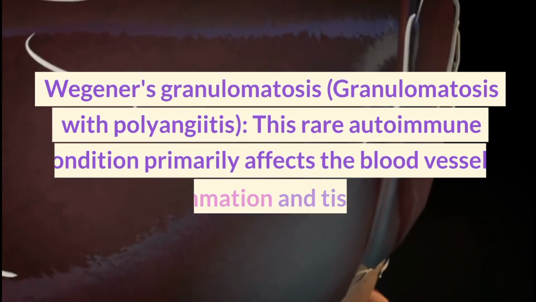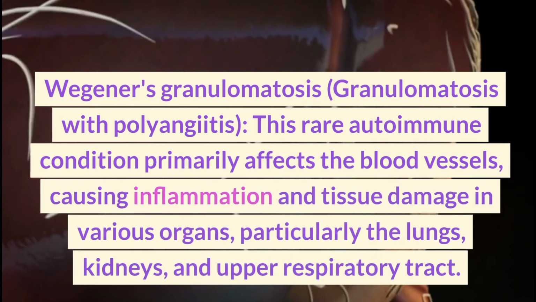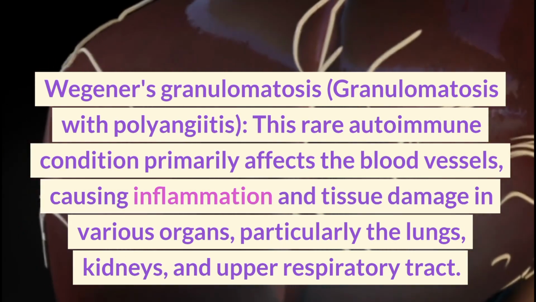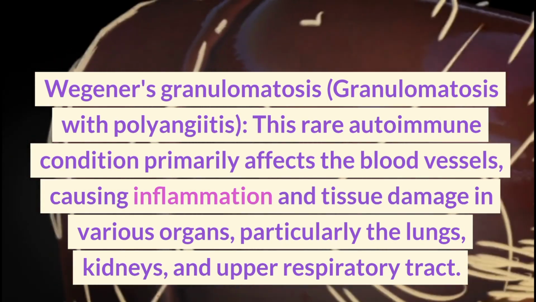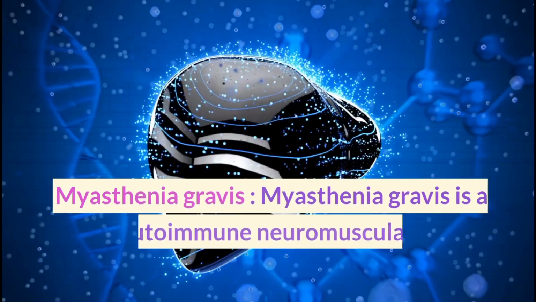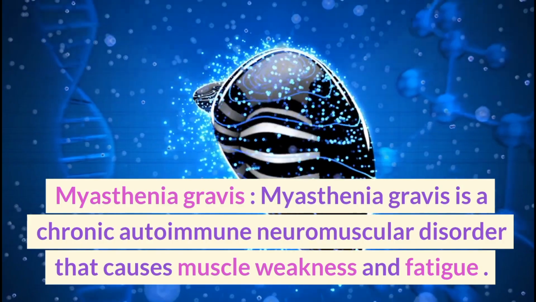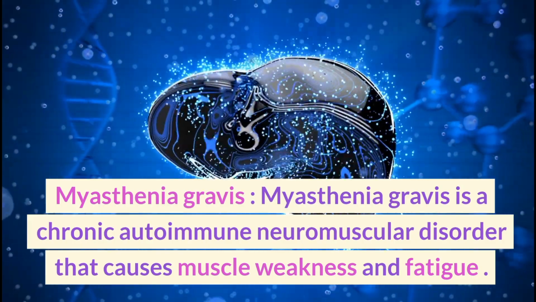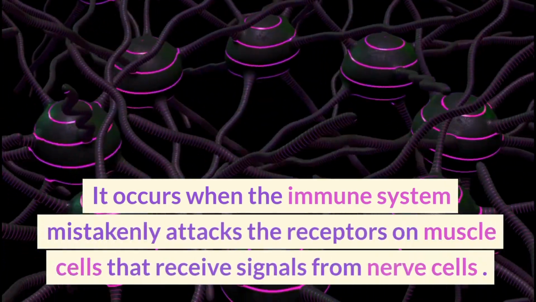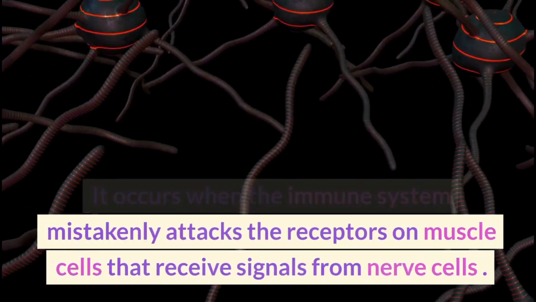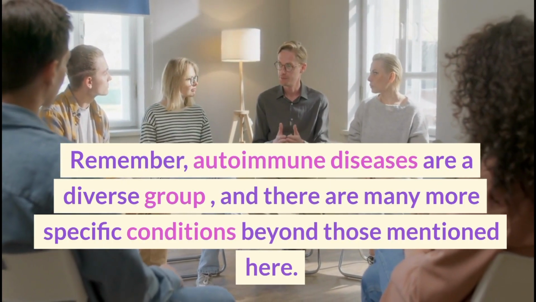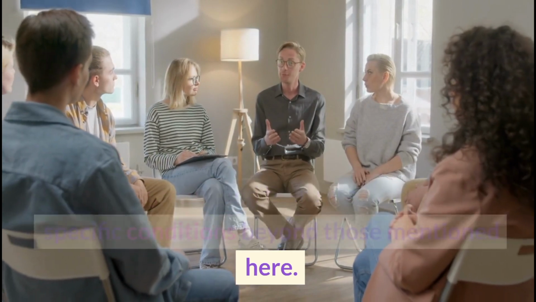Wegener's granulomatosis. Granulomatosis with polyangiitis. This rare autoimmune condition primarily affects the blood vessels, causing inflammation and tissue damage in various organs, particularly the lungs, kidneys, and upper respiratory tract. Myasthenia gravis. Myasthenia gravis is a chronic autoimmune neuromuscular disorder that causes muscle weakness and fatigue. It occurs when the immune system mistakenly attacks the receptors on muscle cells that receive signals from nerve cells. Remember, autoimmune diseases are a diverse group, and there are many more specific conditions beyond those mentioned here.